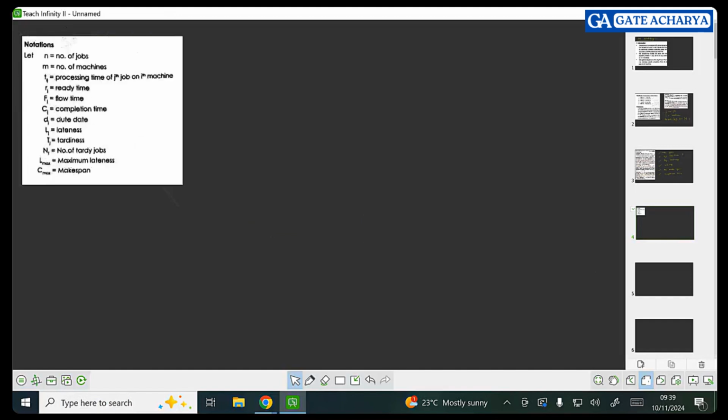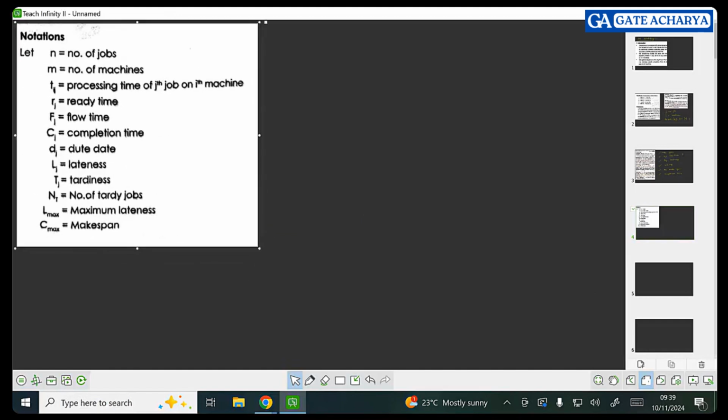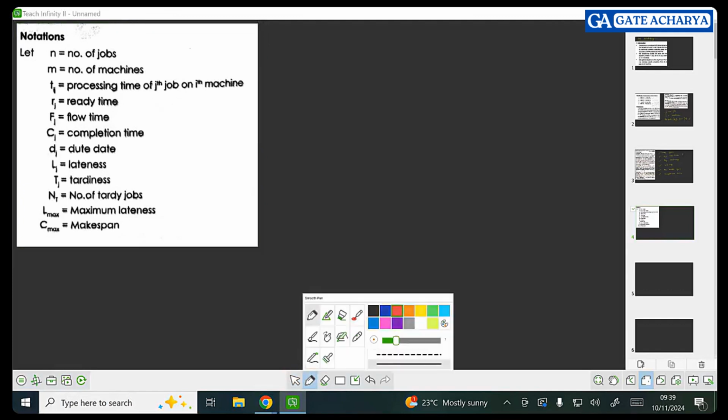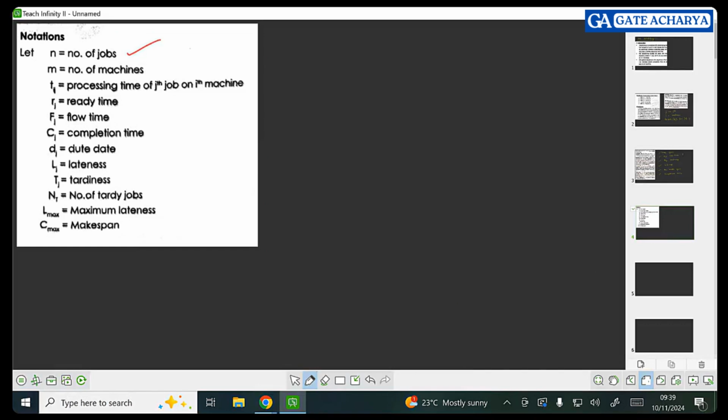Notations. You take this, it is a must. What are the notations we use in calculating the problems? N equals the number of jobs. M equals the number of machines. Tij is the processing time of the jth job on the ith machine. We say it is Tij, that means the jth job performed on the ith machine, its processing time.